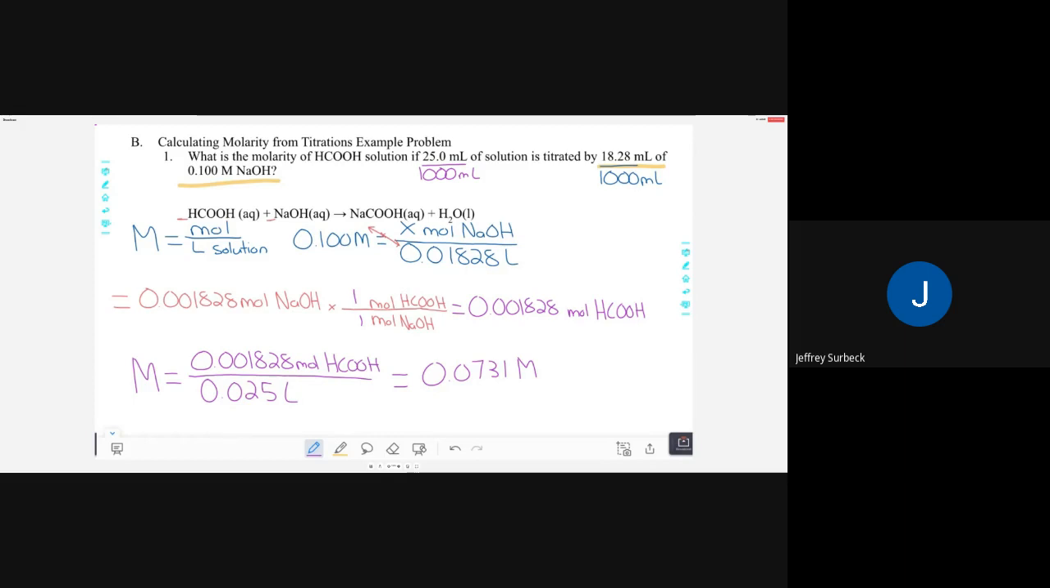So, 0.0731 big M for molarity, and then we always put our substance, HCOOH, and that is our answer. All right, questions? Does anybody still need this? Okay. All right, we got one more example. There's no math in this next example.